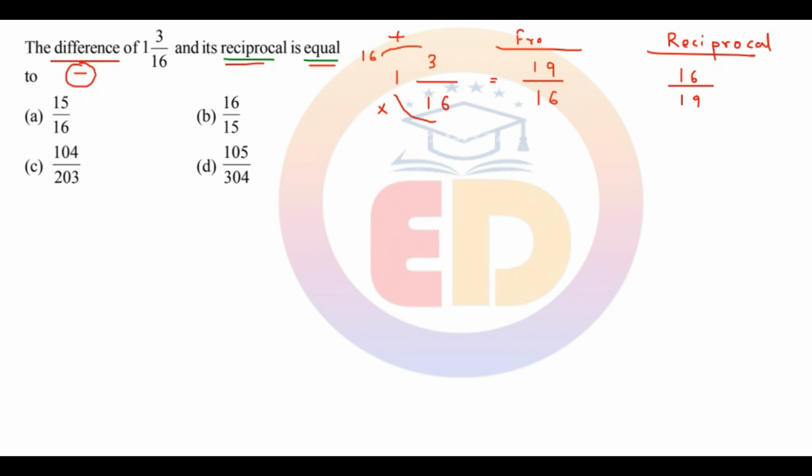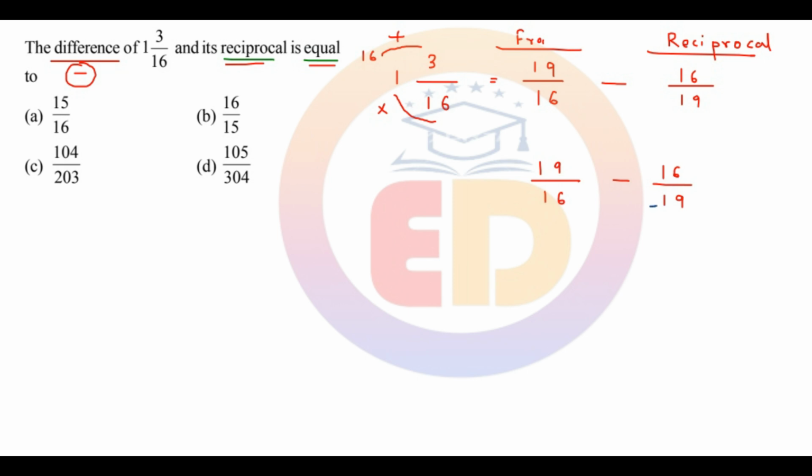So our fraction 19 upon 16 and its reciprocal 16 upon 19, we have to take the difference. Difference means we have to subtract them. For subtracting 19 upon 16 and 16 upon 19, a simple method of subtraction when you have two fractions is you can either go by taking the LCM or you can go by a cross multiplication method. I will show you the first method right now.